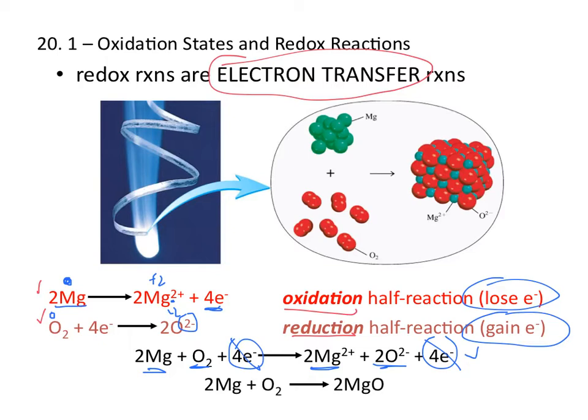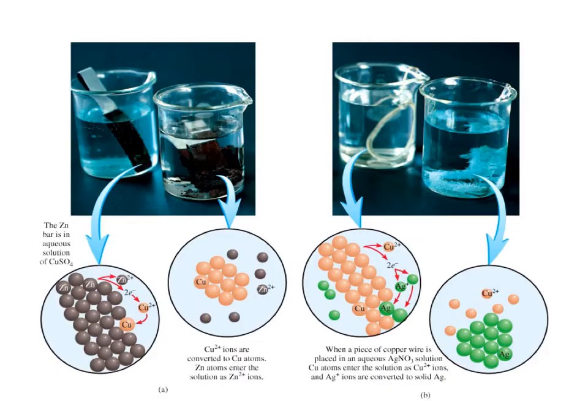For right now, what we need to understand is that we're going to be able to write oxidation and reduction half reactions. Notice that in the oxidation half reaction, we have something losing electrons and becoming more positive, and in the reduction half reaction, we have something gaining electrons and becoming more negative. We actually see this physically manifest when we read about examples.